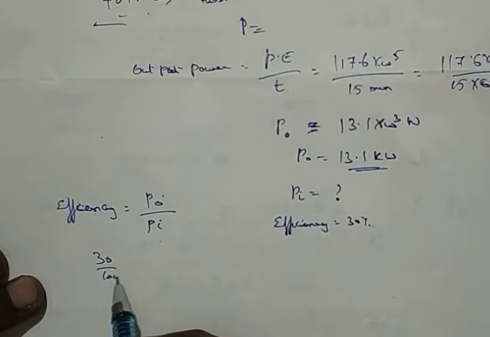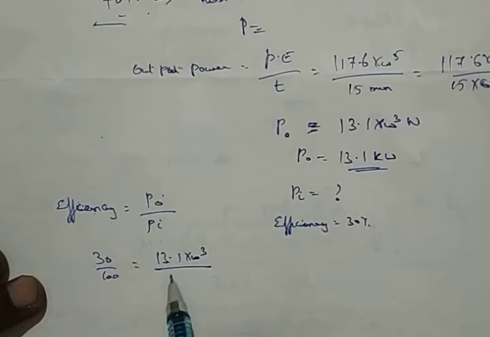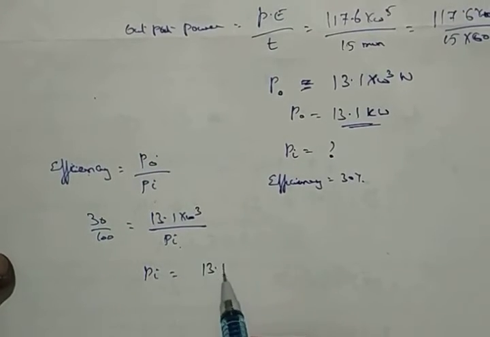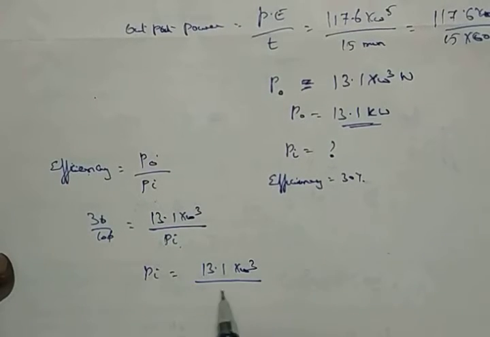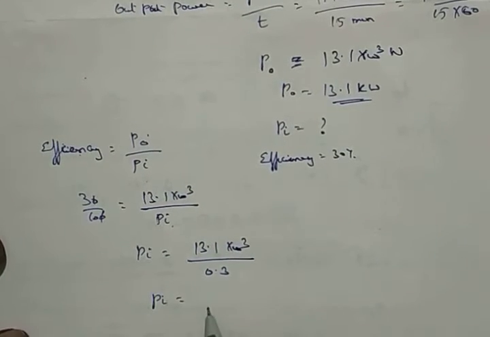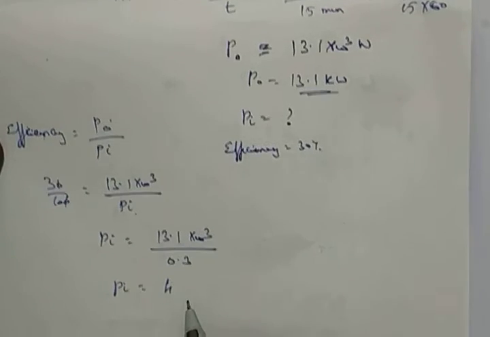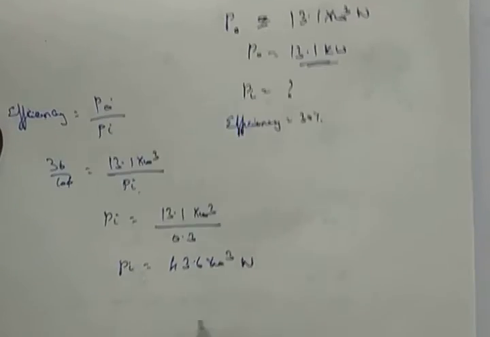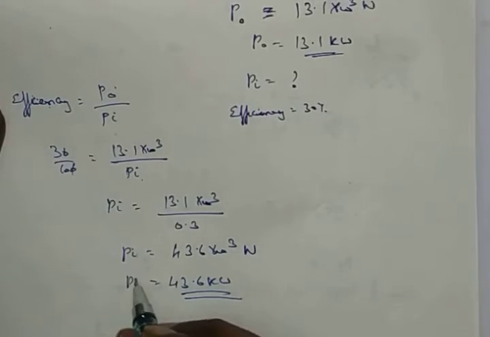30% is equal to 13.1 into 10 to the power of 3 upon power input. What is the power input? You need to find out. Power input is equal to 13.1 into 10 to the power of 3 divided by 0.3. So 0.3 will come here. Power input is equal to that much, and you will get the answer. It is 43.6 into 10 to the power of 3 watts. It is 43.6 kilowatts. That is the power input.